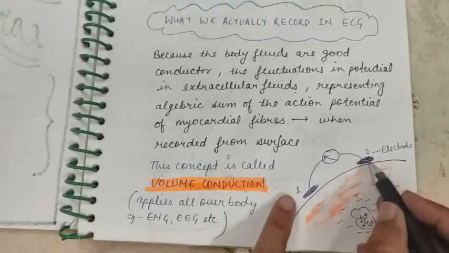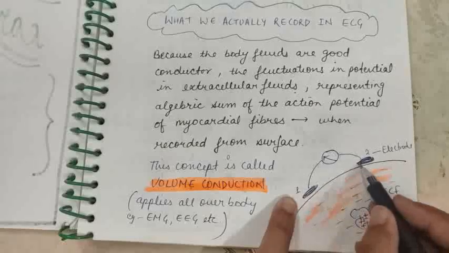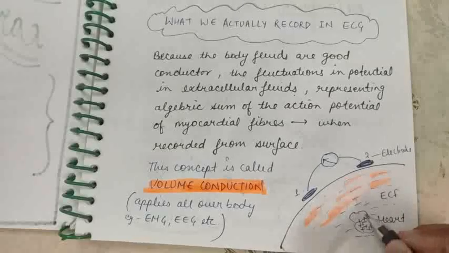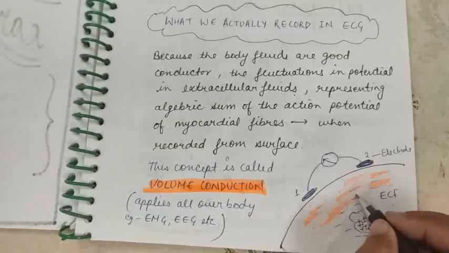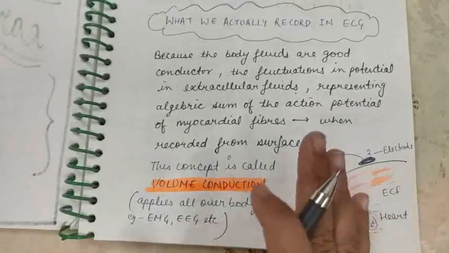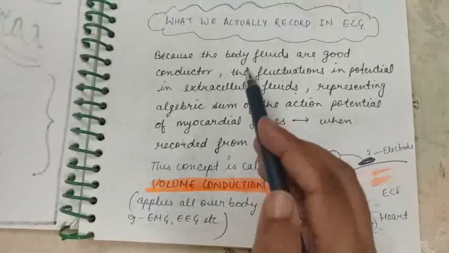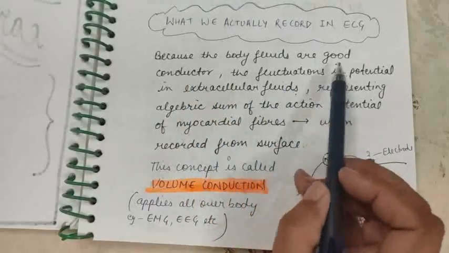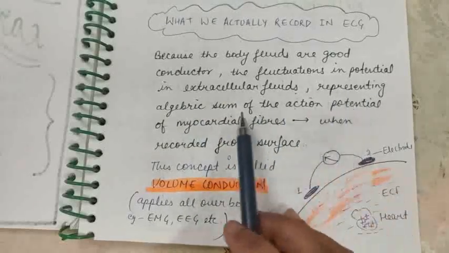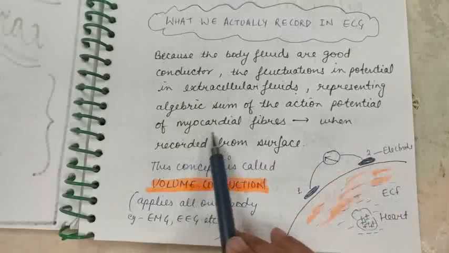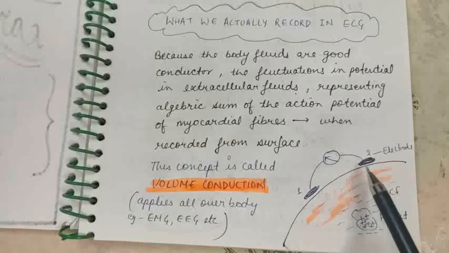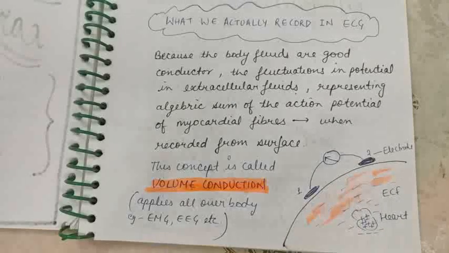So wherever we apply two electrodes, we are going to measure the potential difference between the two. Because of those action potentials, the change in ECF is being recorded, which we call summated potentials. Okay, so this is just volume conduction. Because the body fluids are good conductors, the fluctuations in potential in the extracellular fluid represent the algebraic sum of the action potentials of the myocardial fibers. So these are summated action potentials recorded indirectly by applying surface electrodes.